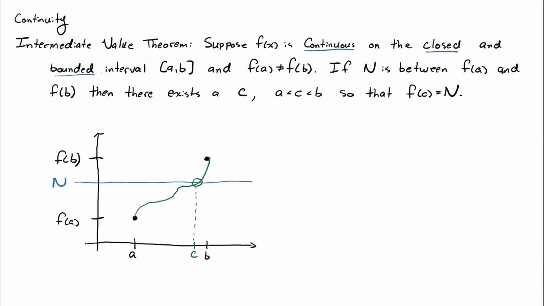Your c value is probably in a very different location than mine. That's because the intermediate value theorem only says that c value exists. It doesn't tell us what it is or how to find it. In fact, we don't know how many c values there are. There could be multiple. It's also possible a function goes above and below the bounds, but it's not necessary, and that's why n must be between f of a and f of b.